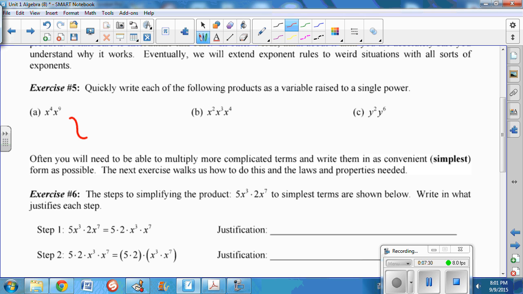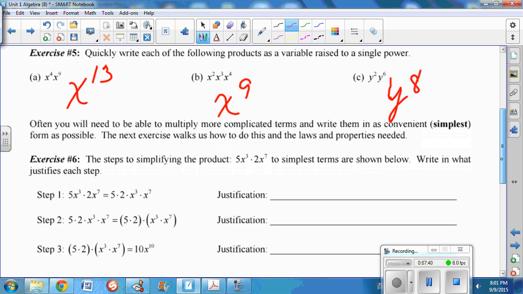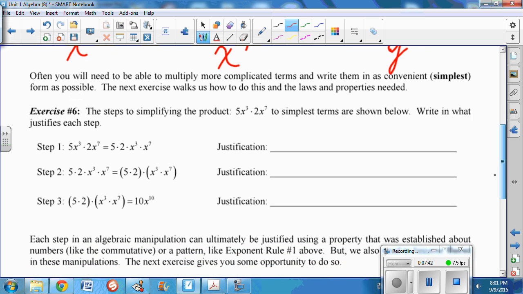So that would be x to the 13th, x to the 9th, y to the 8th. Like bases, add those exponents right up to simplify.